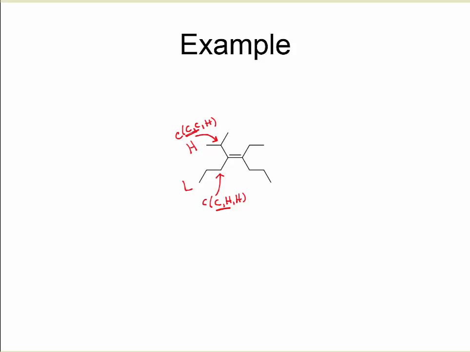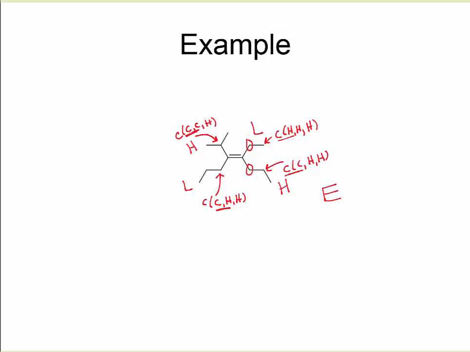Looking at the other side, I have a CH2 to a CH2 that's tied, so I keep walking out the chain till a point of difference is made. Here I have a carbon bonded to 3 hydrogens, whereas here I have a carbon bonded to a carbon and 2 hydrogens. So the CC is a higher priority than the CH, so this is high, this is low. They are across from each other, so this is going to have an E configuration.